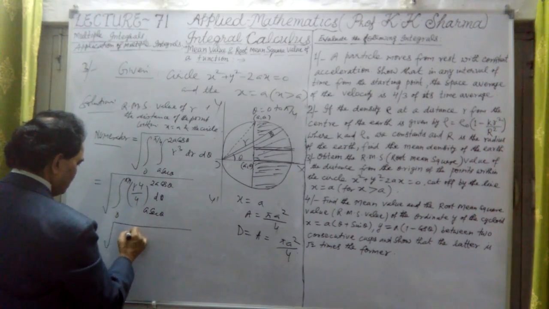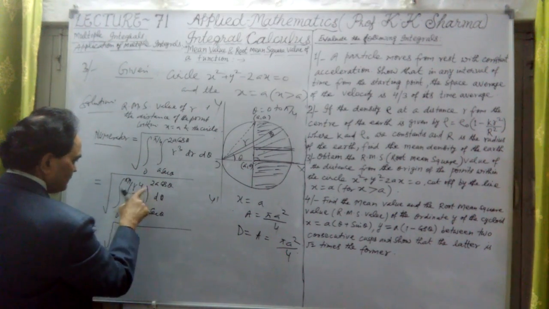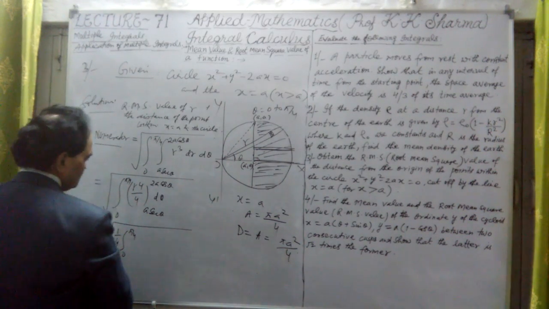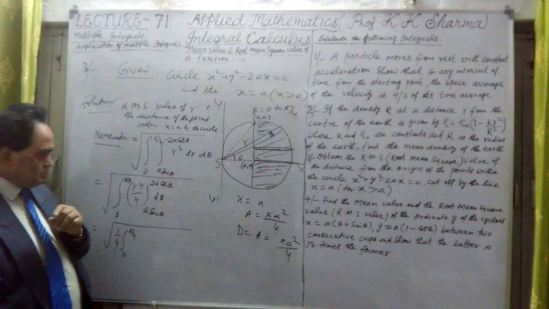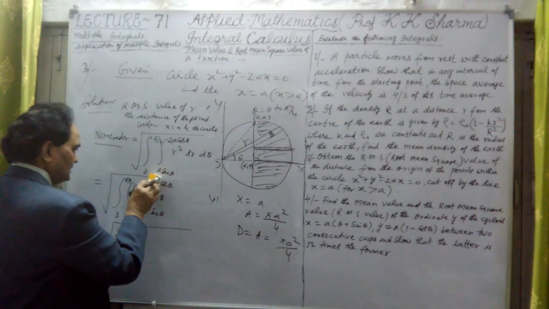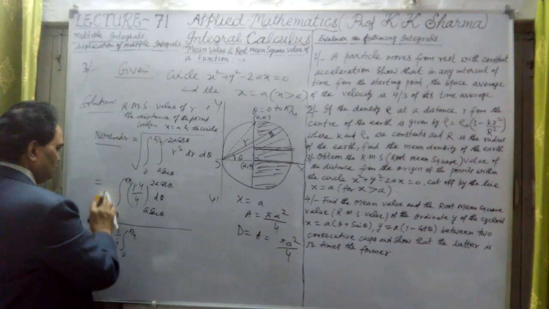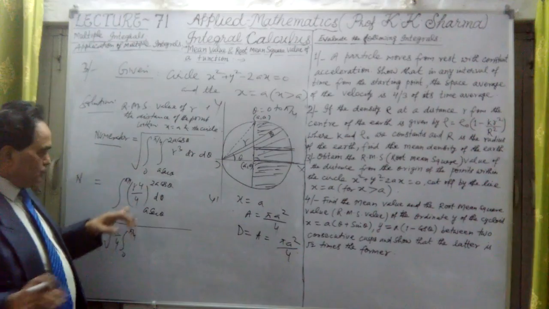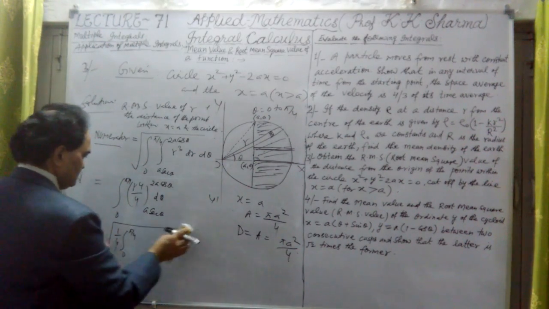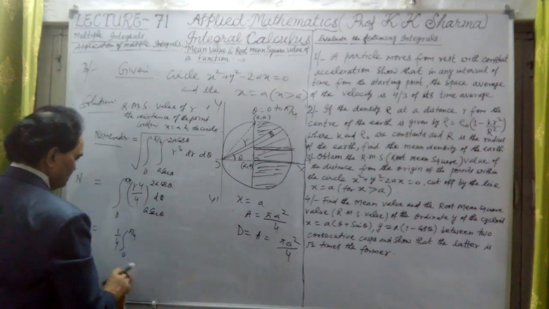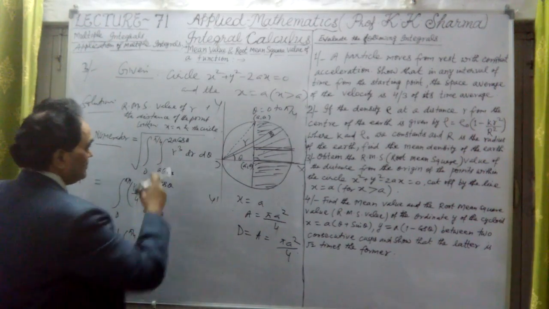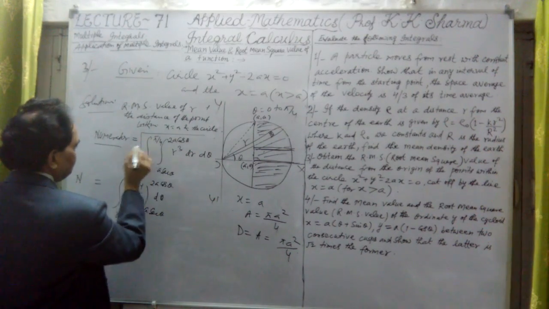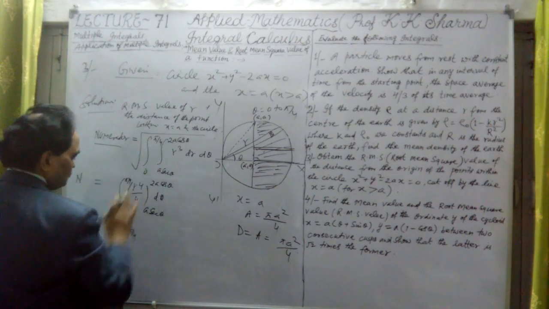0 to pi by 4. Now, 1 by 4 if I take outside, let me take 1 by 4 outside. Or if I just calculate the value and after that apply the square root, no problem. The square root I will apply after that. This is the numerator we are calculating. Still I am not applying the square root. Finally I will apply the square root when I find the value inside.